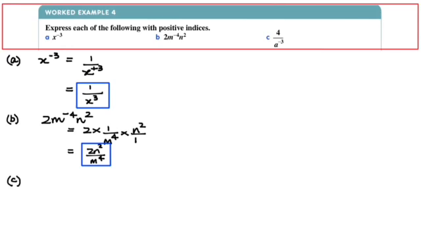Alright, c now. c is 4 over a to the minus 3. Well, we know what to do, don't we? We just take this a to the minus 3 up to here, and it becomes a to the plus 3. So it's 4 times a to the plus 3 over 1. Dispensing with the multiplication sign, we just get 4a cubed, guys.